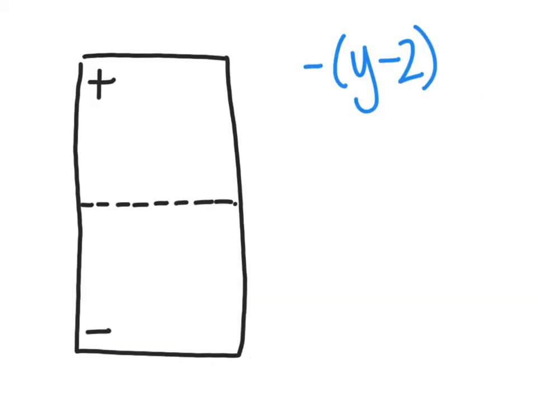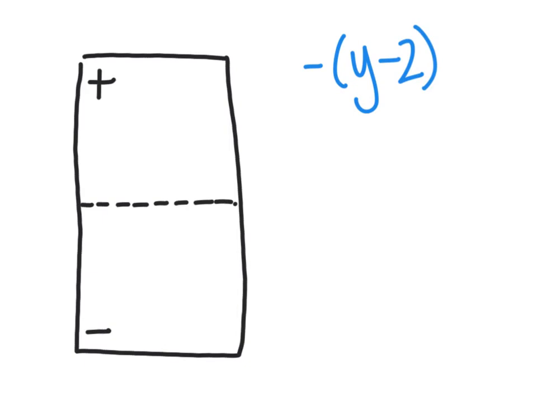Try this one by yourself for a second. Draw a sketch of an expression mat on your paper, and then draw a sketch of what the opposite of y minus 2 would look like with tiles. Simplify it, and then come back to the video and see how you did.